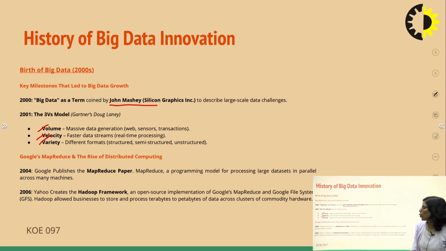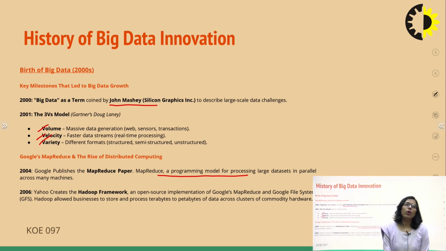Now in 2004, Google published a MapReduce paper, and MapReduce is a programming model for processing large data sets in parallel across many machines. Google also published about GFS, the Google File System, which helps to process large data sets in parallel. In 2006, Yahoo created the Hadoop framework, an open source implementation of Google MapReduce and Google File System. Hadoop allowed businesses to store and process petabytes of data across clusters of commodity hardware.